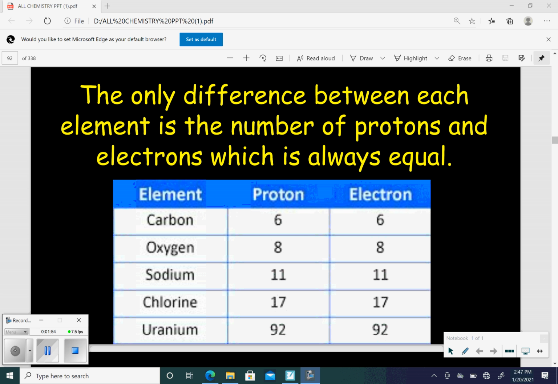Okay, the only difference between each element is the number of protons and electrons. These are always equal in a normal atom. Carbon has 6 protons and 6 electrons. Oxygen has 8 protons and 8 electrons. Sodium has 11 protons and 11 electrons. Chlorine has 17 protons, 17 electrons, and uranium has 92 protons and 92 electrons. They are always equal in an atom that hasn't been messed with.